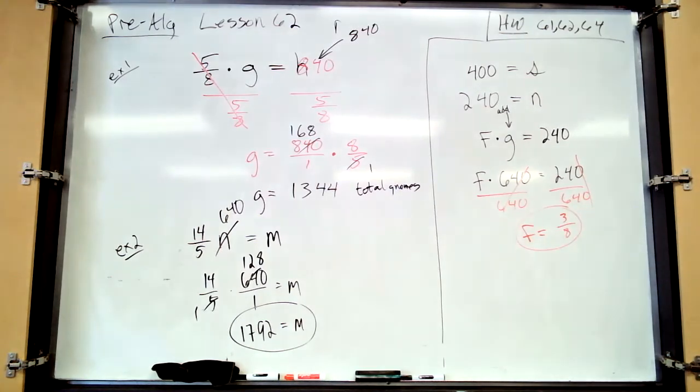The answer is 3/8. That took a little bit more thinking. That's about as difficult as it's going to get. It's not going to get any harder than that.